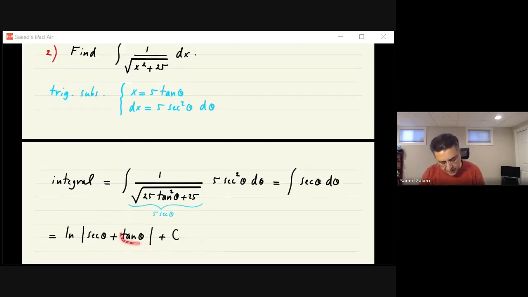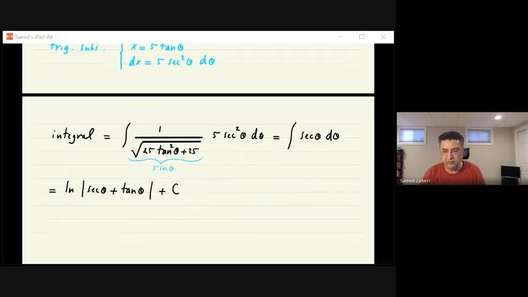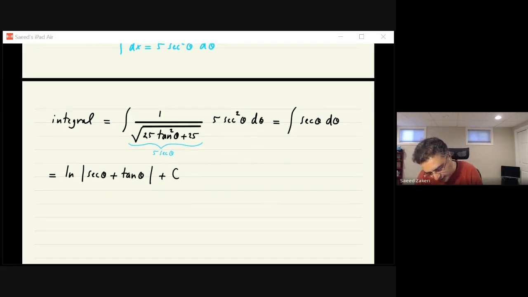So do I know what tangent theta is in terms of x? Yes. Tangent theta times 5 is x. So tangent theta is x over 5. That's easy. I know what tangent theta is in terms of x. It's just x over 5. Do I know secant theta in terms of x? Yeah, I can calculate it. I can either do it using simple trigonometry in my head, because I know the relation between tangent and secant, or I can refer to this favorite method of using test triangles.